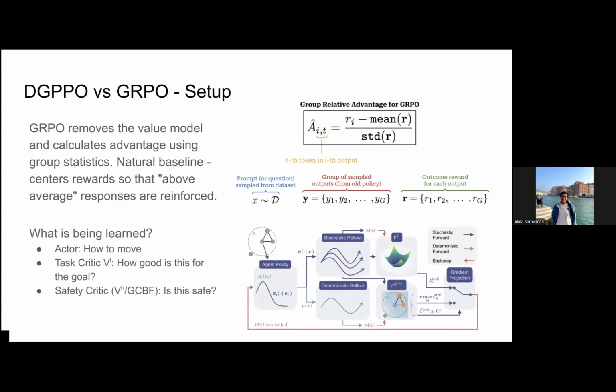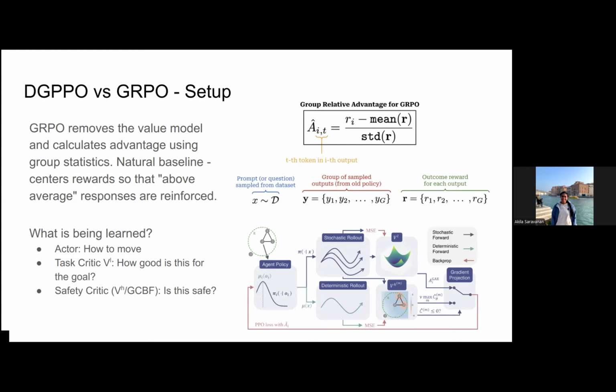And then in DGPPO, so this is GRPO, this is DGPPO, there are 3 things being learned. We have the actor, which is learning how to move, what actions you take, which is the policy. And then we have the task critic and the safety critic, notated as VL and VH.